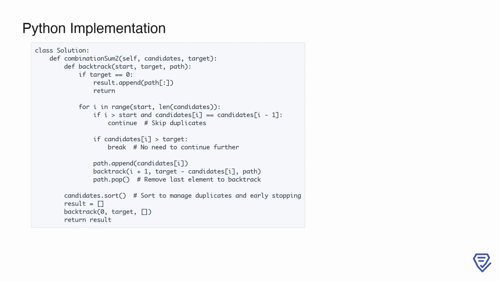If not, we iterate through the candidates starting from start. For each candidate, we skip duplicates by checking if the current candidate is the same as the previous one, and if we are beyond the starting index. If the current candidate exceeds the target, we break out of the loop early, as no further candidates can contribute to a valid combination. Otherwise, we add the current candidate to the path, recursively call backtrack with the next index and the reduced target, and then backtrack by removing the last added element from the path.